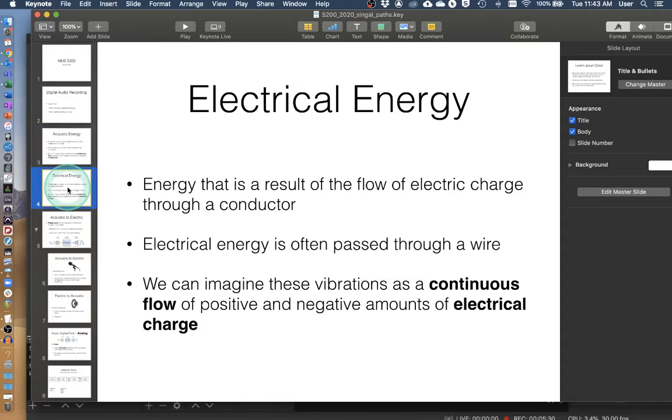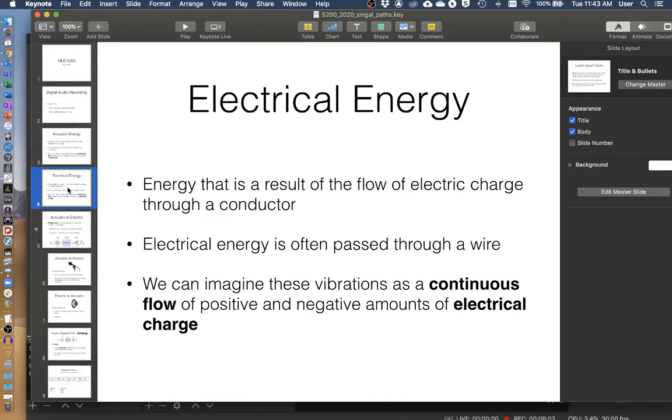The electrical realm is analogous to that acoustic phenomena. So electrical energy is energy that is a result of the flow of electric charge through a conductor. It's almost like water through a pipe. You might hear some electricians or electric people talk about electricity being like water through a pipe, that there is a flow, a positive and negative charge.